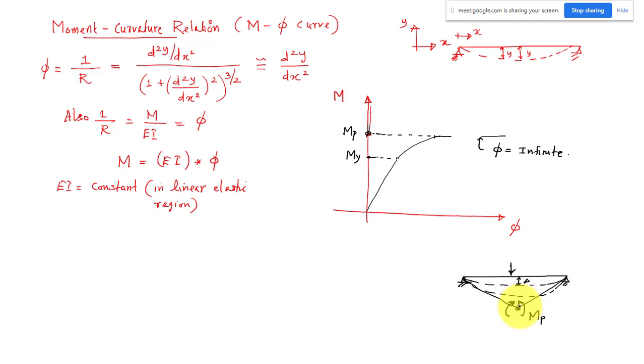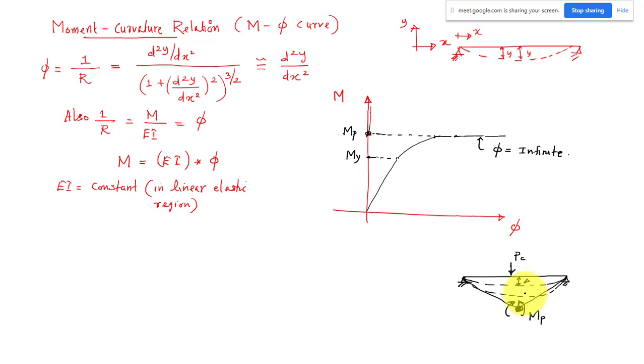Once the plastic hinge is formed, your moment has reached MP, and at the plastic hinge you can say that your curvature is infinity. After that you don't need to increase the load. The member cannot take any more load after that. Without applying any moment, this part will rotate, it will not have any resistance against rotation.